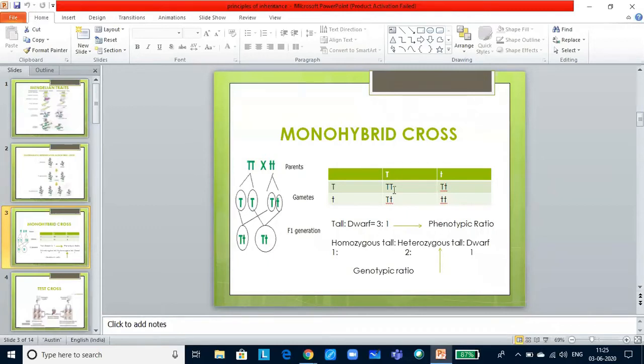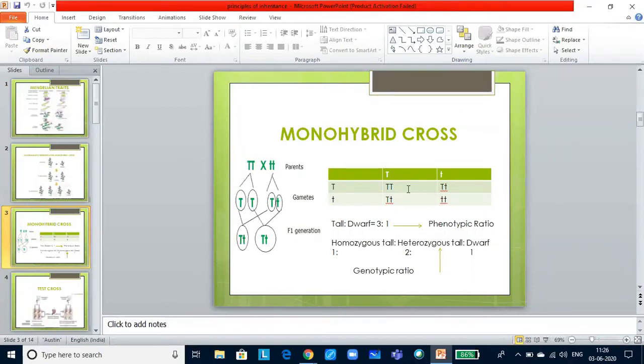Now if I ask you what kinds of genes make up these tall plants and the dwarf plants, that analysis of the genetic makeup of an organism is called the genotypic ratio. Here, capital T capital T is homozygous tall, capital T lowercase t is heterozygous tall, and lowercase t lowercase t is dwarf. And this is what we call the genotypic ratio.